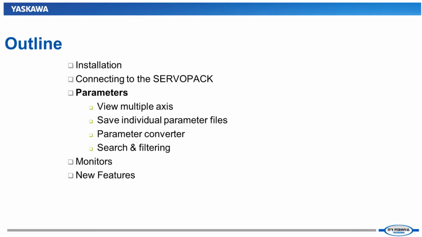Next we'll go into the parameters: how to view multiple axes' parameters at the same time, and save individual parameter files. As we mentioned before, you can save an entire project, but there also is a way to export individual parameter files. A new parameter converter feature, as well as searching and filtering of the parameters.